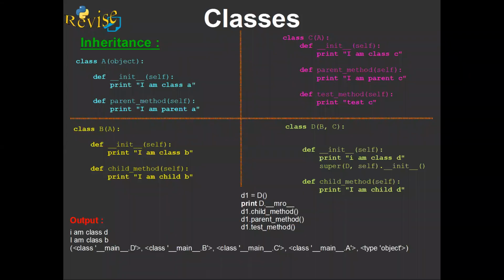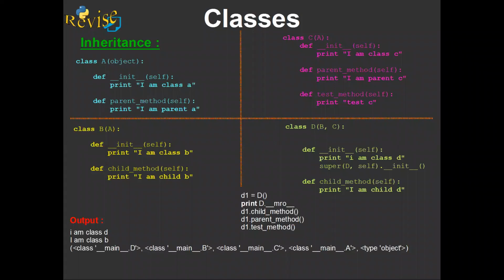Then we are accessing the MRO variable. This MRO variable shows us how the search path for inheritance will work. So first class main D, then class main B, then class main C, then class main A. So it's breadth first search. In the old class definition, it was depth first search. So in the new class definition, you have breadth first search. So when it traverses, it goes to D, then B, then C, and then A.